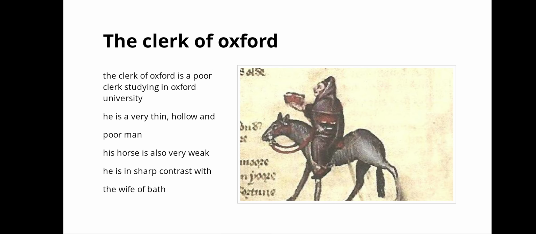Then the clerk of Oxford is a poor clerk studying in Oxford University. You can see in the picture that he is holding a book in his hand, and his horse is also very weak and thin. He is also very thin, hollow and a poor man. His horse is also weak, which you can see in the picture also.